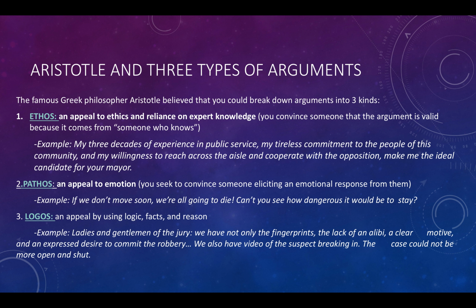So all of this comes from Aristotle, and we have three kinds of arguments that come from Aristotle. And he really established three things that you are automatically going to find in any type of argument. And usually this is depicted as a triangle. So you'll see ethos at the top, pathos and logos on the bottom. So ethos is really the most important thing. And what ethos is, it's an appeal to ethics and reliance on expert knowledge.